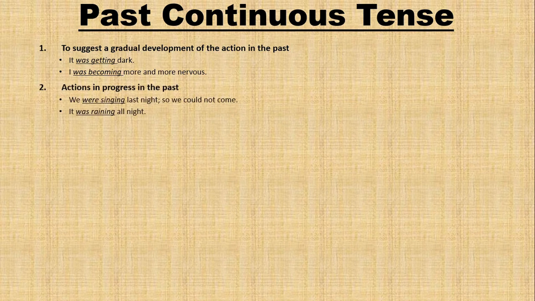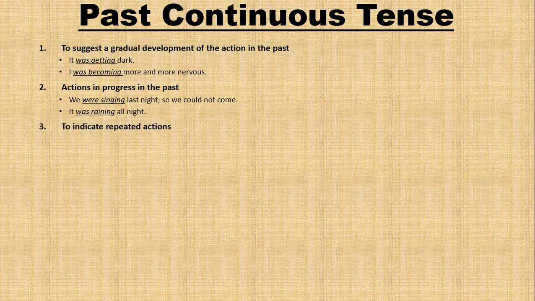Alright, now let's look at the next point. That is actions in progress in the past. That means the actions that were in progress, that was increasing, incremental or decremental, depends upon the type of progress, alright, in the past. So we were singing last night, so we could not come. So you see, it is a progress in singing that was happening continuously. That is why they could not come. It was raining all night, so this is also a progress as it was a continuous activity. That is why was raining becomes the past continuous. Alright.